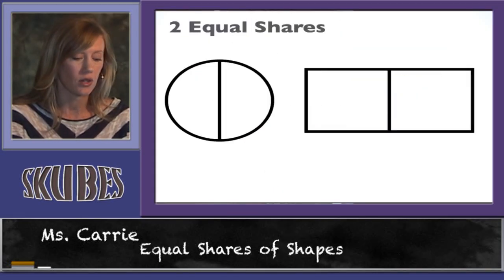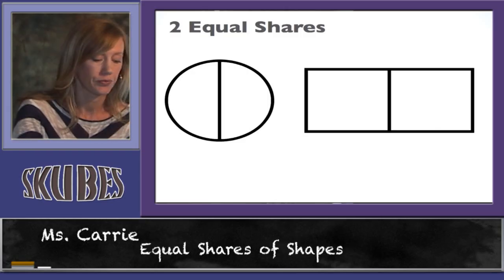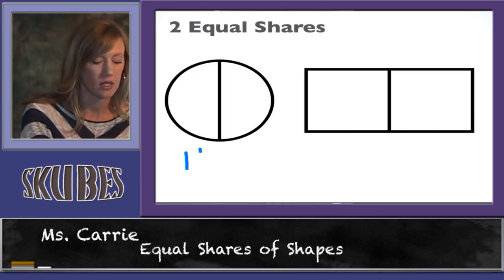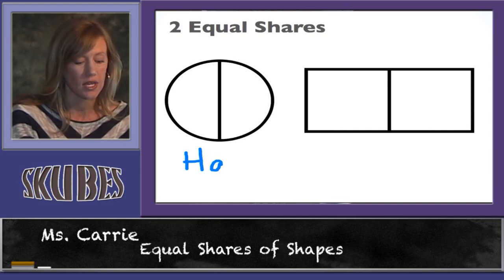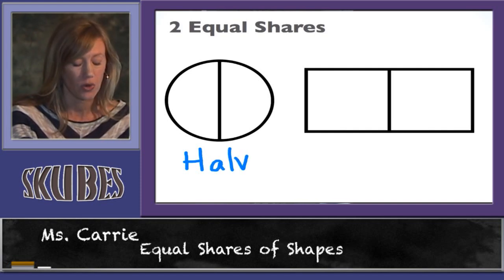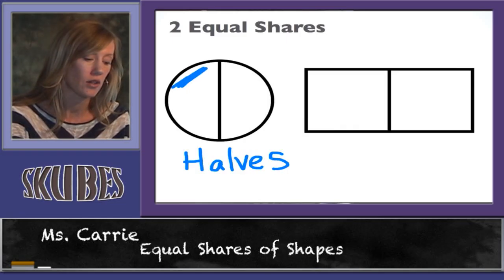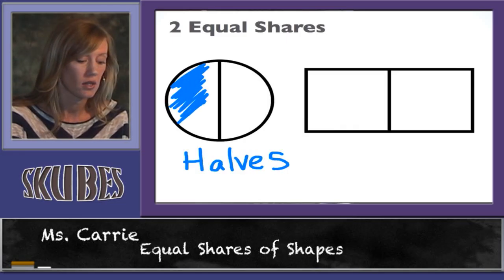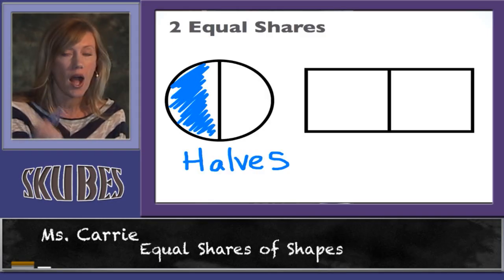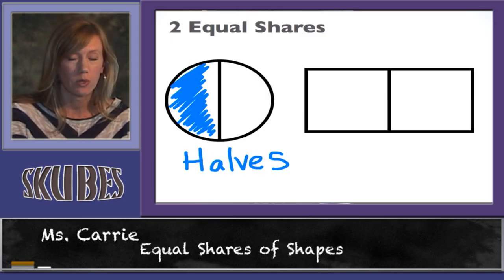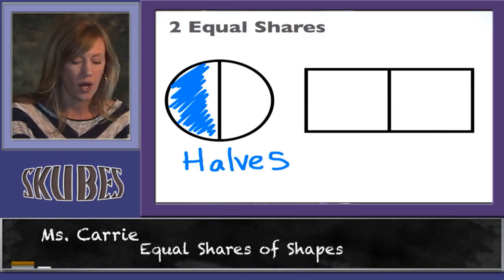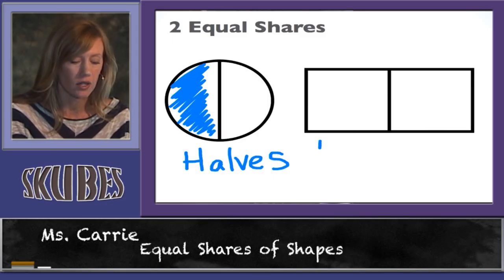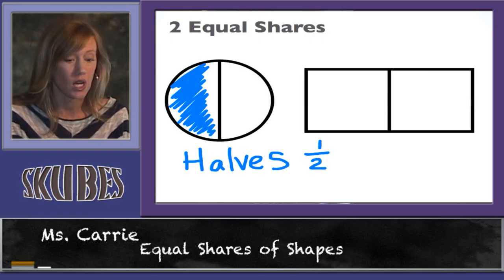Now with 2 equal shares, you have 2 pieces. And each piece is a half. So these are halves. Both of these shapes are cut in half. If I decided I wanted to color in one of the parts, I would have colored 1/2. And the way we write that as a fraction is 1, that's the one piece we colored, draw a line, out of 2. So that's 1/2 of that circle is colored.